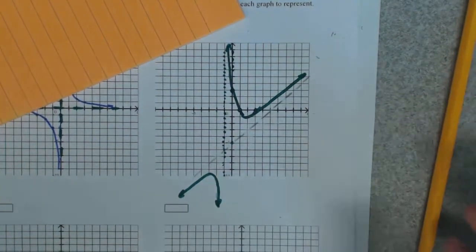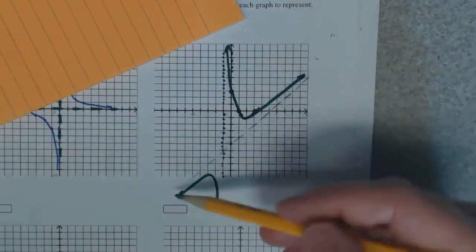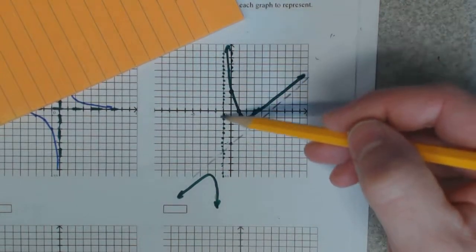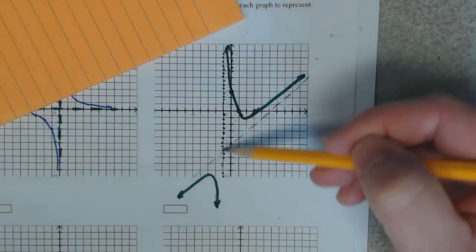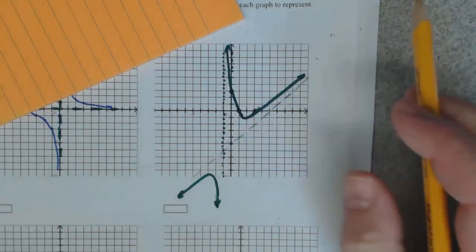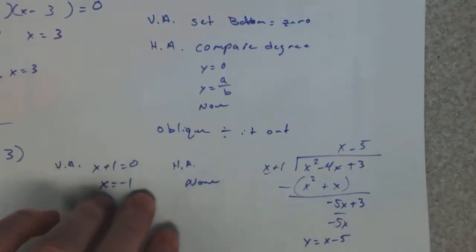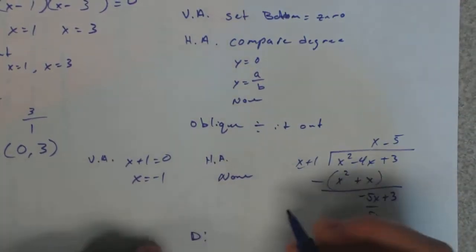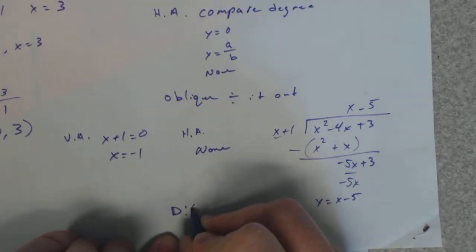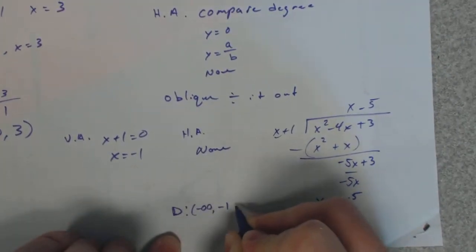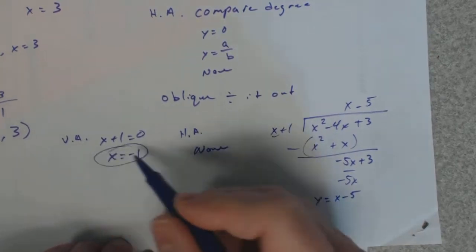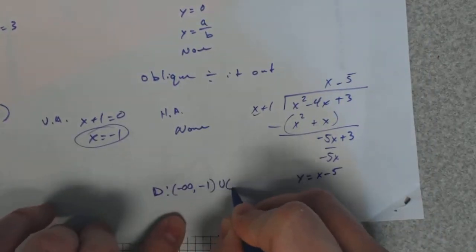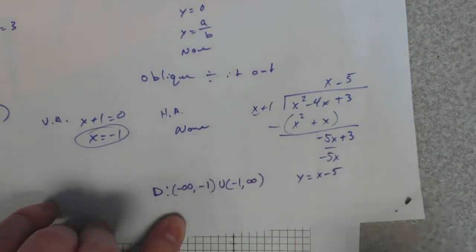So what's that say about the domain? Well, it's everything but that vertical asymptote. Let's keep the negative 1 out of the domain. So my domain here would be negative infinity to negative 1, and negative 1 to infinity. That's what my vertical asymptote is. Keep it out of the domain.